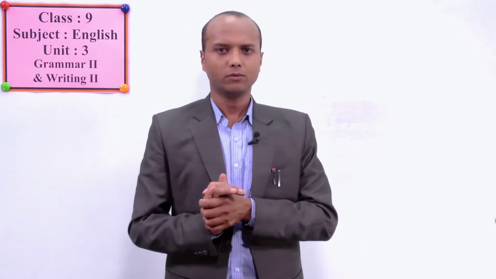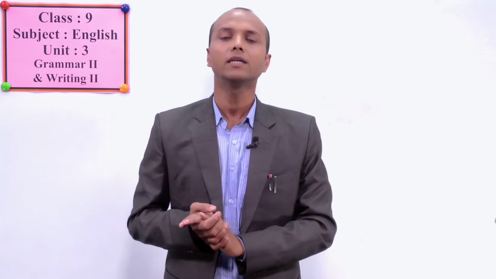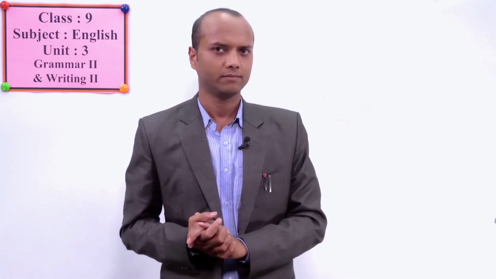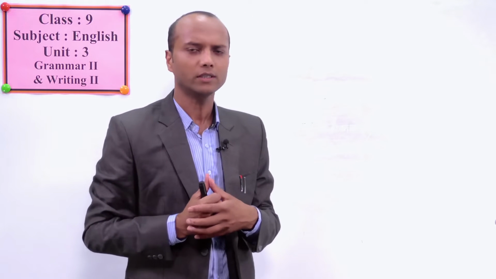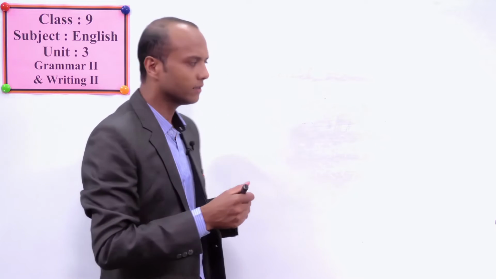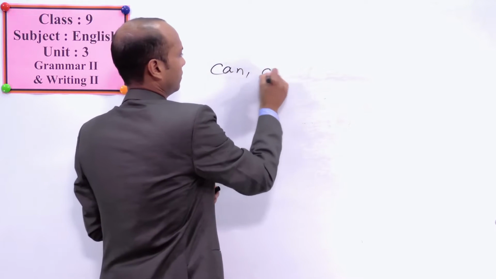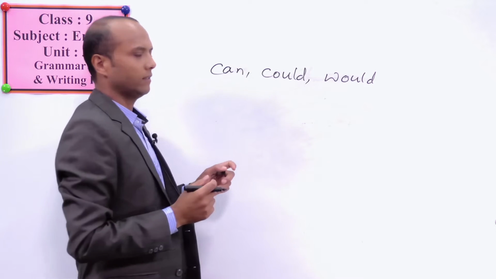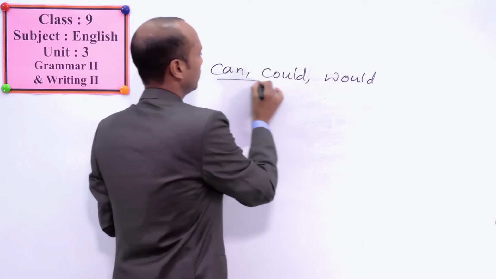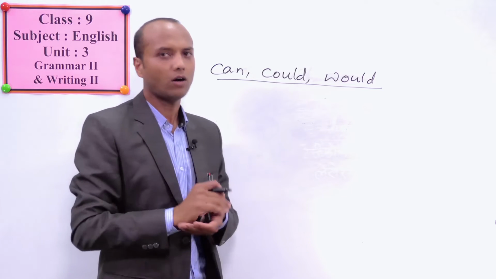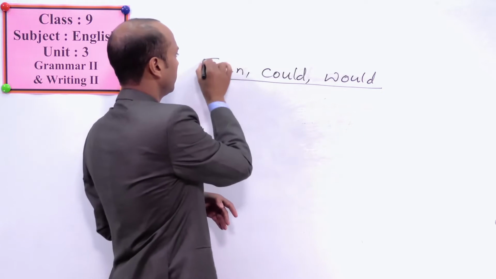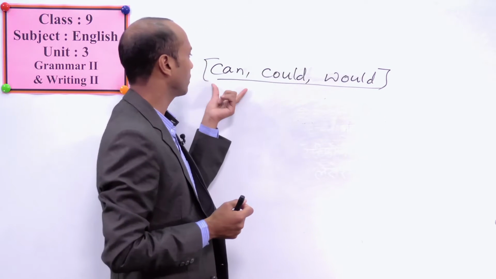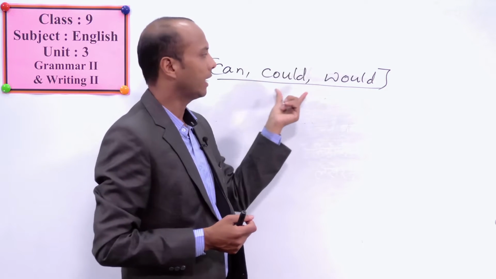So, we'll begin with the grammar item first, grammar second. Please remind yourself, what did we discuss in grammar first? Good. We discussed the use of can, could and would, basically with reference to their use to make requests and offers. So, again here we are going to use the same points, or you can say modal verbs: can, could and would.